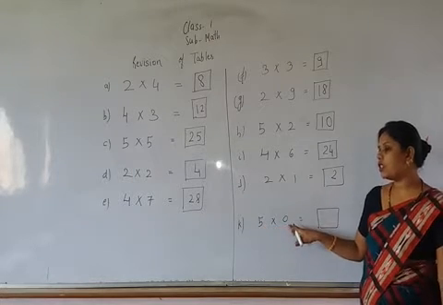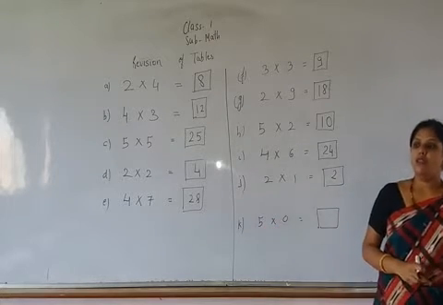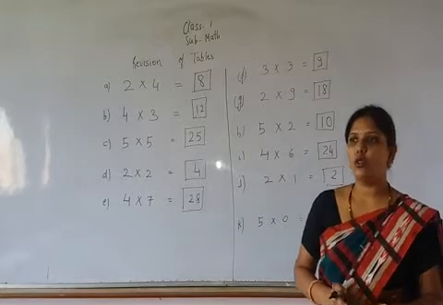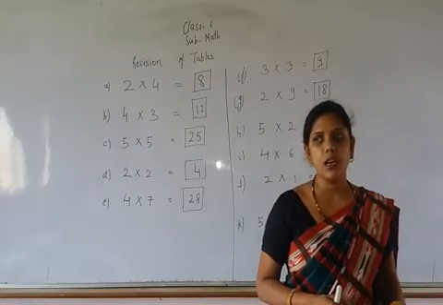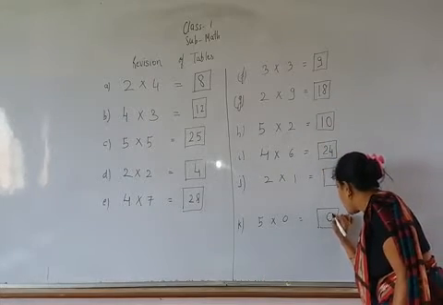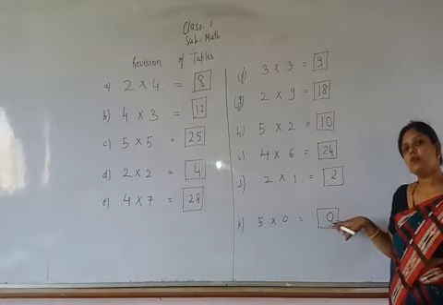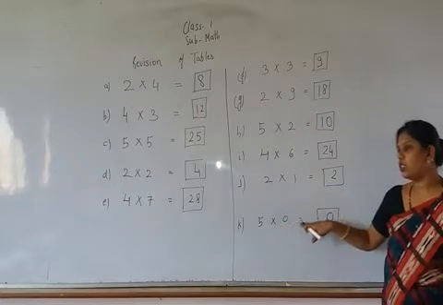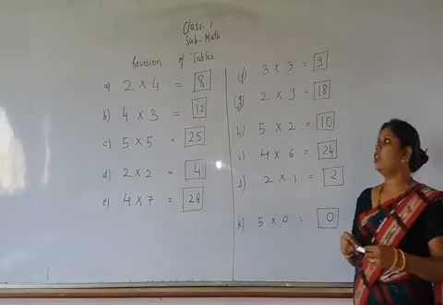Now the last, 5 into 0. Whenever we multiply 0 by any number, what answer do we get? 0. When 0 is multiplied by any number, we always get the answer 0. So 5 multiplied by 0 is 0. 5 into 0 is 0.